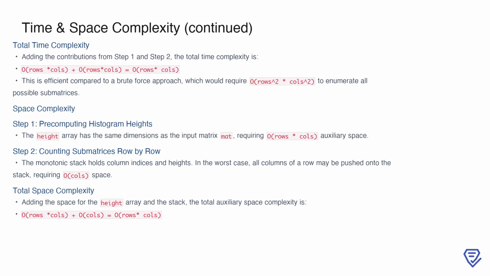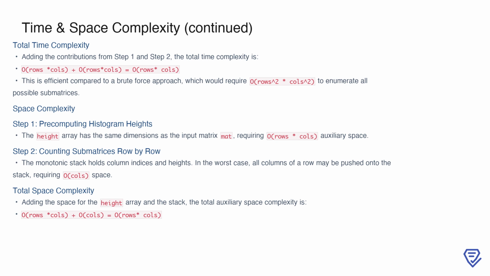Now, when we combine the time complexities of both steps, we get a total time complexity of O(rows * cols) plus O(rows * cols), which simplifies to O(rows * cols). This is a significant improvement over a brute force approach, where enumerating all possible submatrices and checking each one would require O(rows^2 * cols^2).